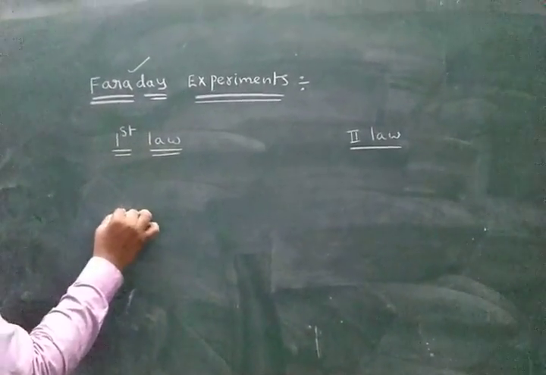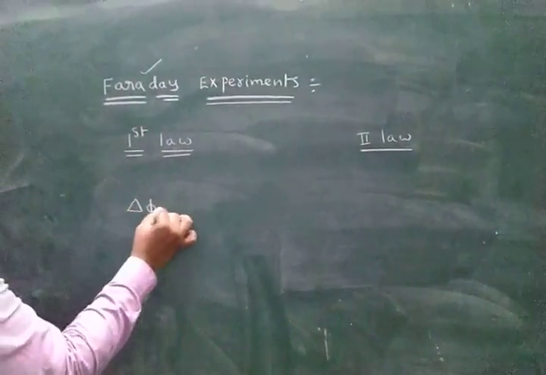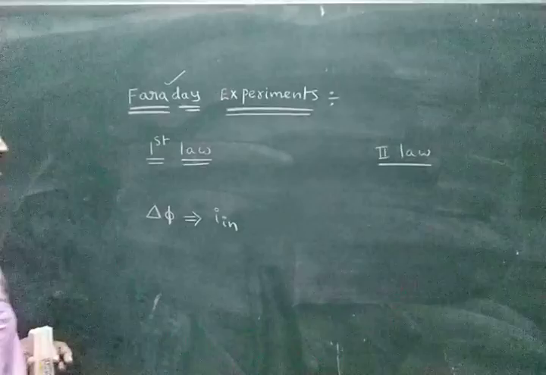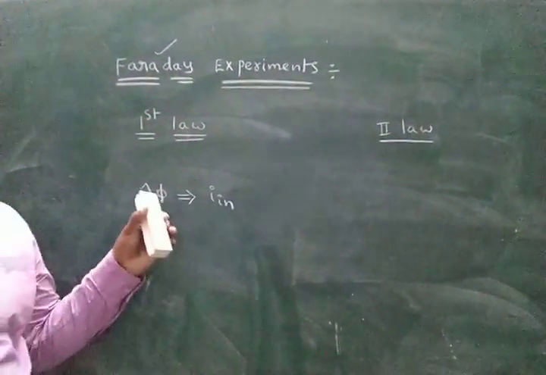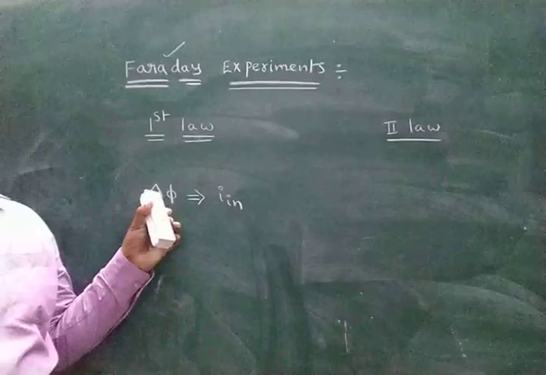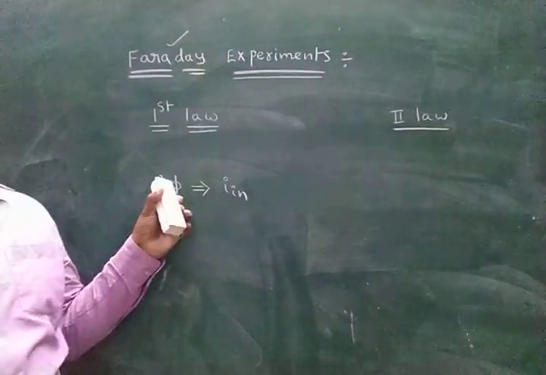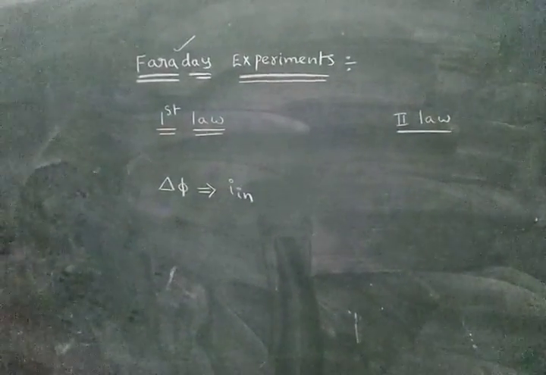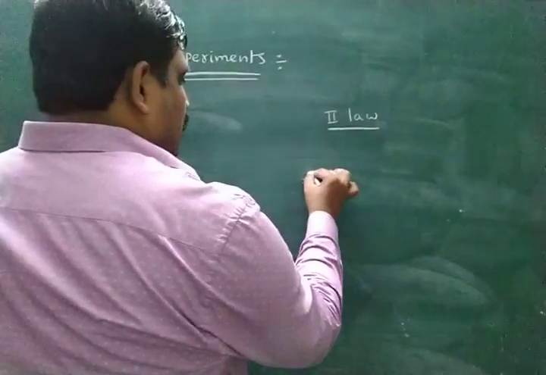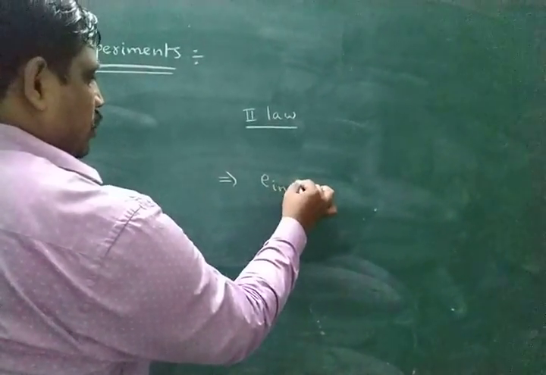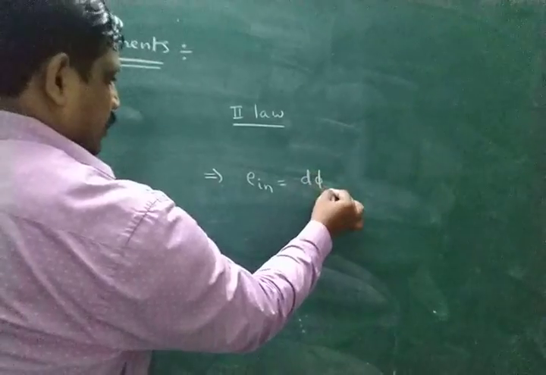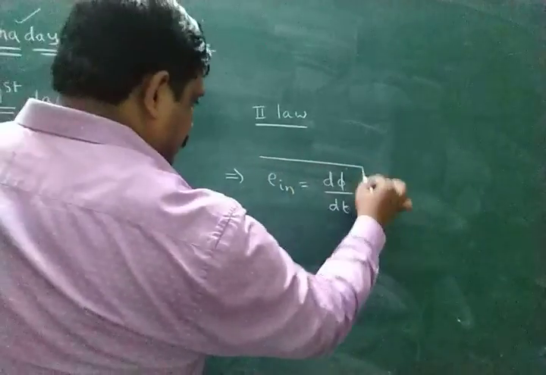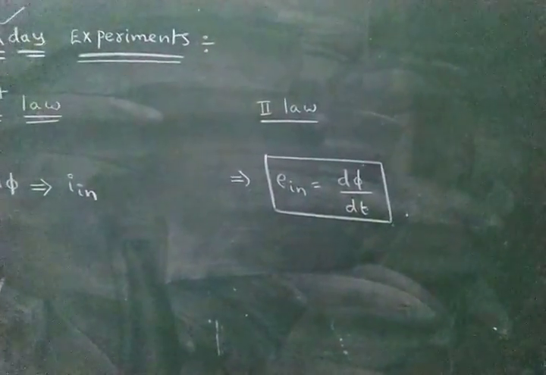change in magnetic flux produces current in the coil. Once again I repeat. What is Faraday's first law? Change in magnetic flux produces an induced current in the coil. Faraday's second law: EMF is developed in the coil because of the rate of change of magnetic flux. This is called Faraday's second law.